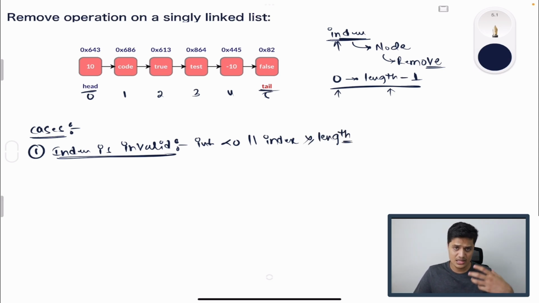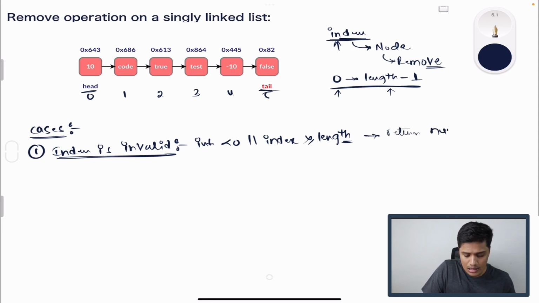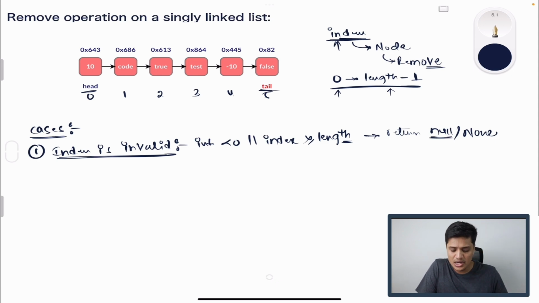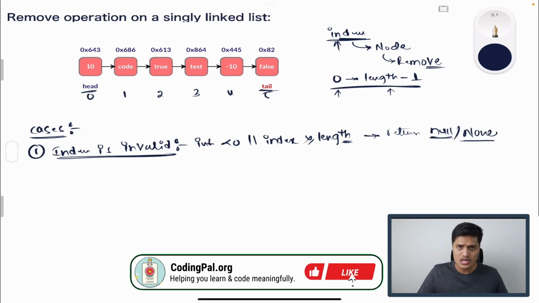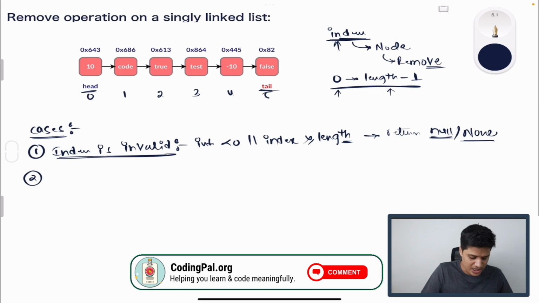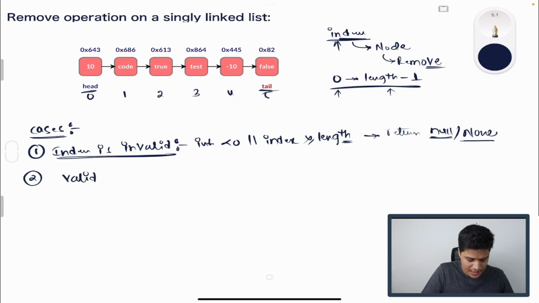If the user passes an index that falls into this range, we will simply return null or none based on the programming language that we are using for implementation. If we are using Java or JavaScript, we will simply return null. If we are using a Python-based implementation, we will return none. Okay, so that is the first scenario. And the second scenario is obviously a valid index that is given by the user.